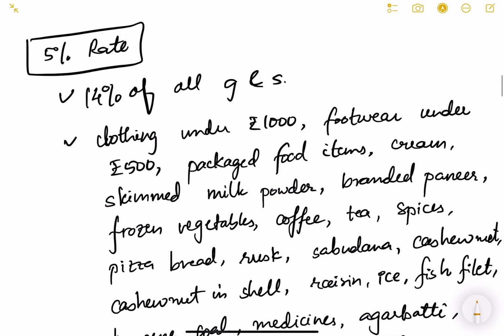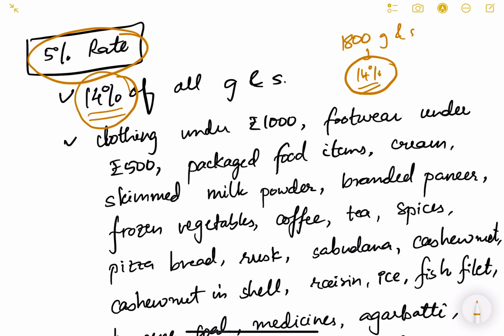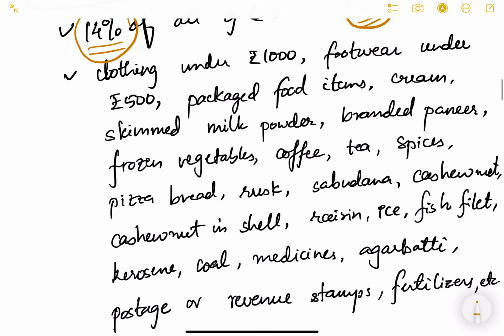Now, what are the items which are covered under the 5% rate? So the GST rate is 5% for these items, and there are a total of 14% of commodities. So out of 1800 goods and services, 14% goods and services are covered under this category. Okay. So what are these items?